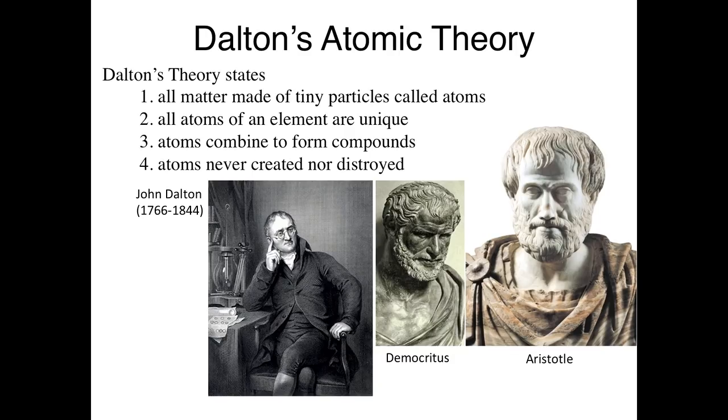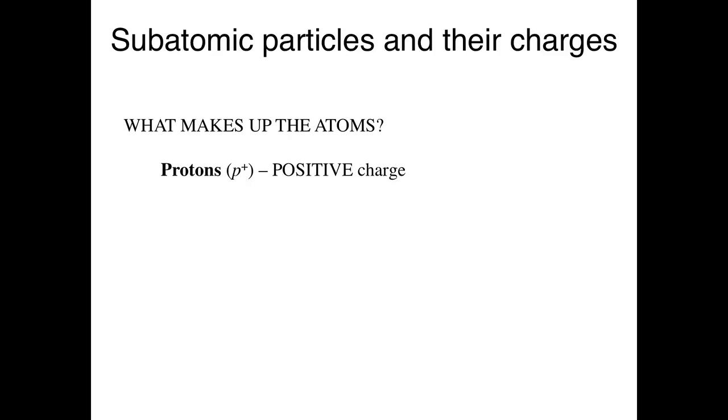Like for example, in his second statement, it turns out that atoms of the same element are not all identical, as we will see later on. And even though an atom is defined as something that is not divisible, it is actually made up of smaller particles, and those smaller particles are called subatomic particles. Subatomic meaning smaller than the atom itself. So what actually makes up the atoms?